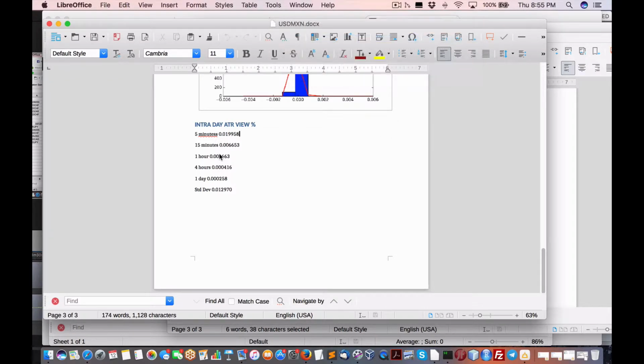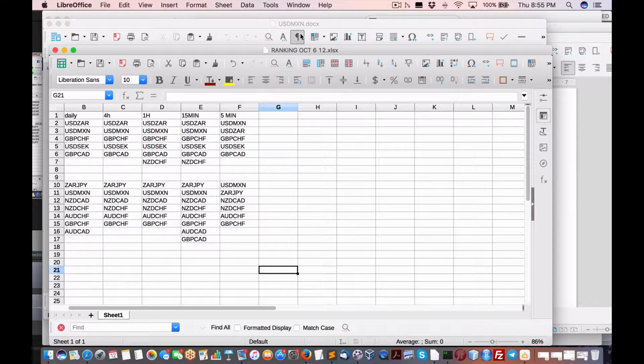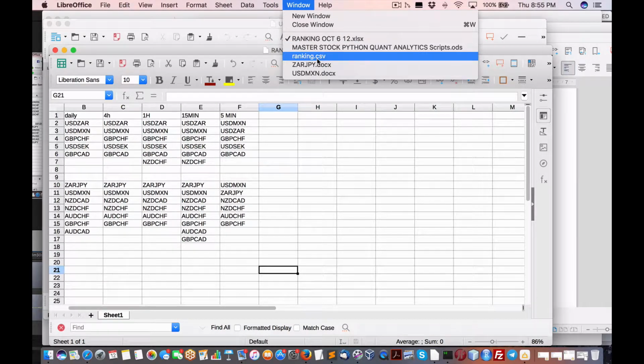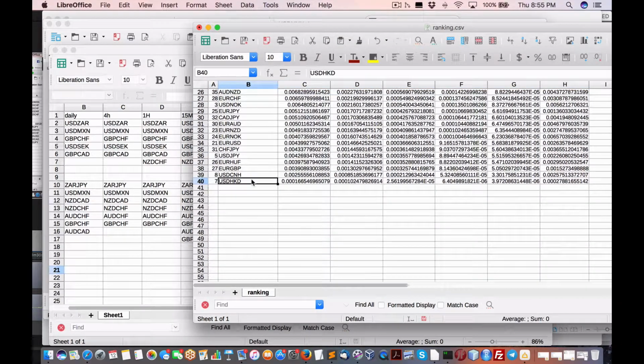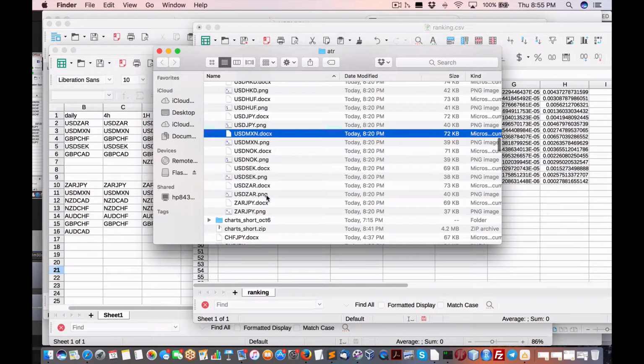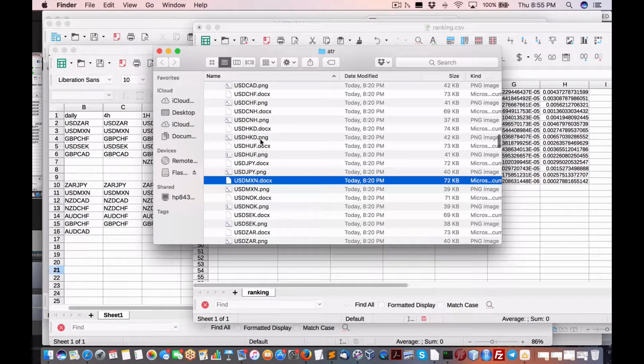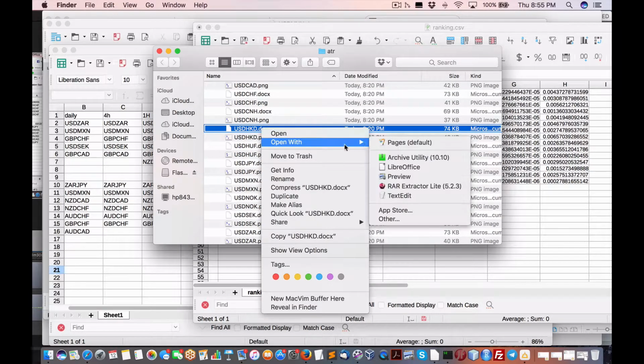let's see here. So we got our ranking here. So if I load up our least volatile, which is right now, oddly enough, a while back it was the US dollar and the Hong Kong and the Chinese that were the most volatile, so go figure. But these are the least volatile. So let's do a comparison of the US against the Hong Kong dollar as one of the least volatile. So let's open up this doc.